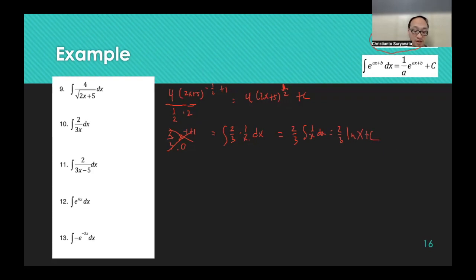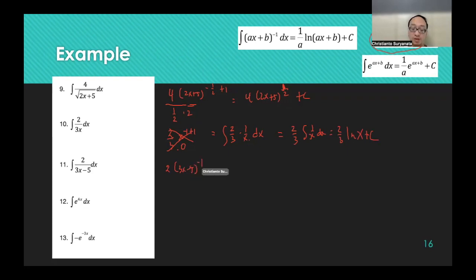11, 2 times (3x minus 5) to the power of minus 1 dx. So we integrate it, and this one becomes ln (3x minus 5). Don't forget to divide by the derivative of 3x minus 5, which is 3, plus c.